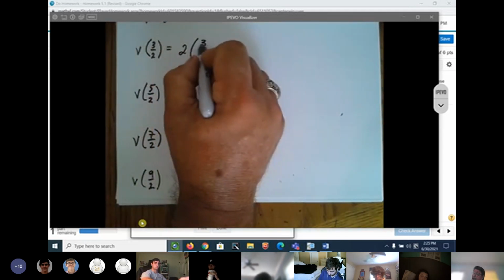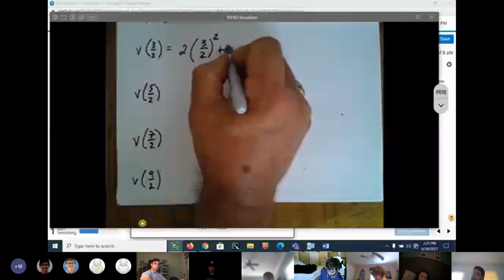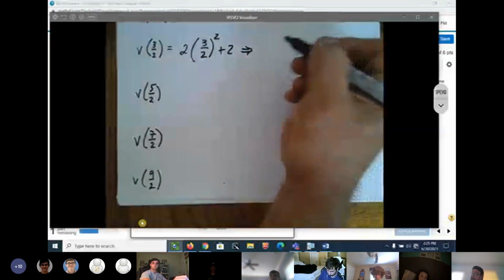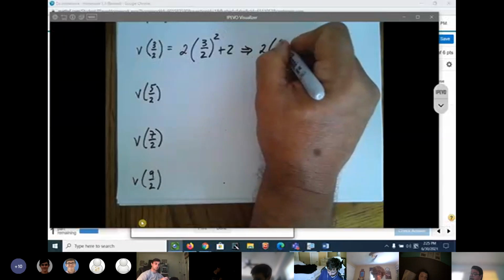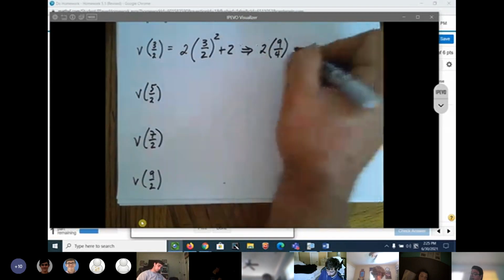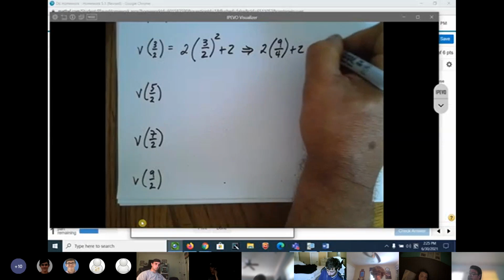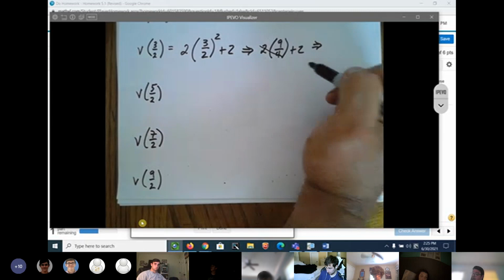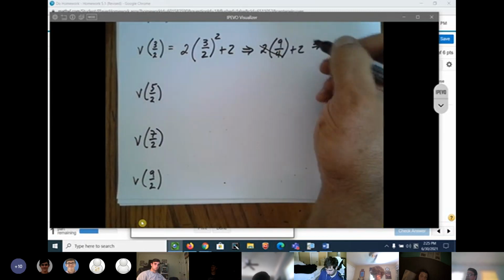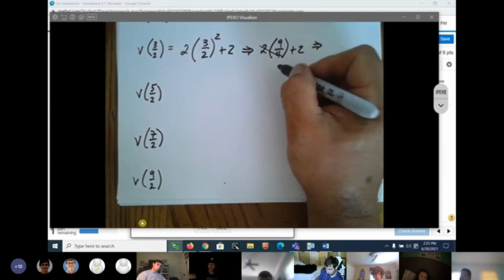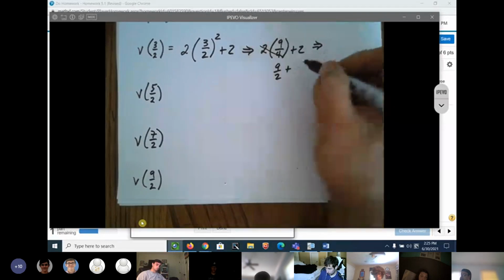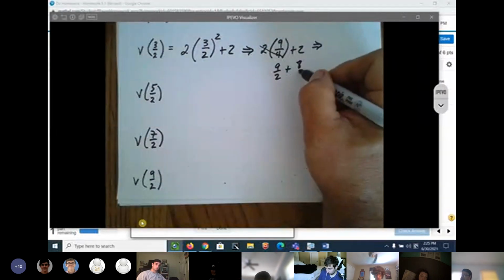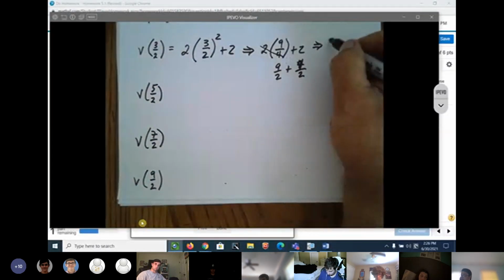2 times 3 halves squared plus 2. That's going to give me 2 times 9/4 plus 2, and the 4 cancels, right? So that's 9 halves plus 4 halves, which is 13 halves.